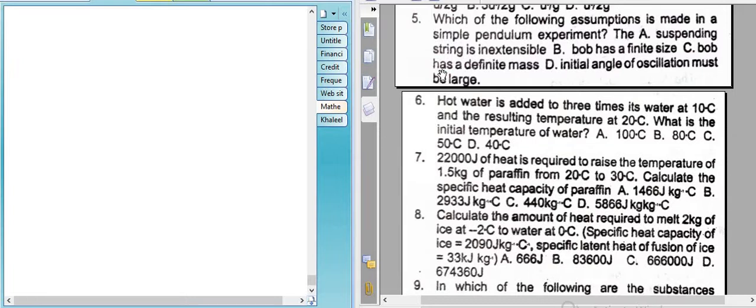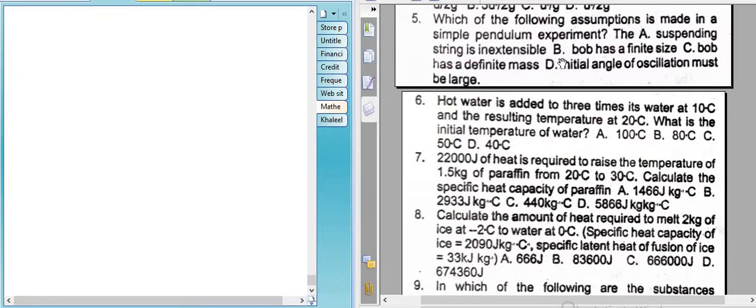Now question 5. Which of the following assumptions is made in simple pendulum experiments? A. Suspending string is inextensible. B. Bob has a finite size. C. Bob has a definite mass. D. Initial angle of oscillation must be large.